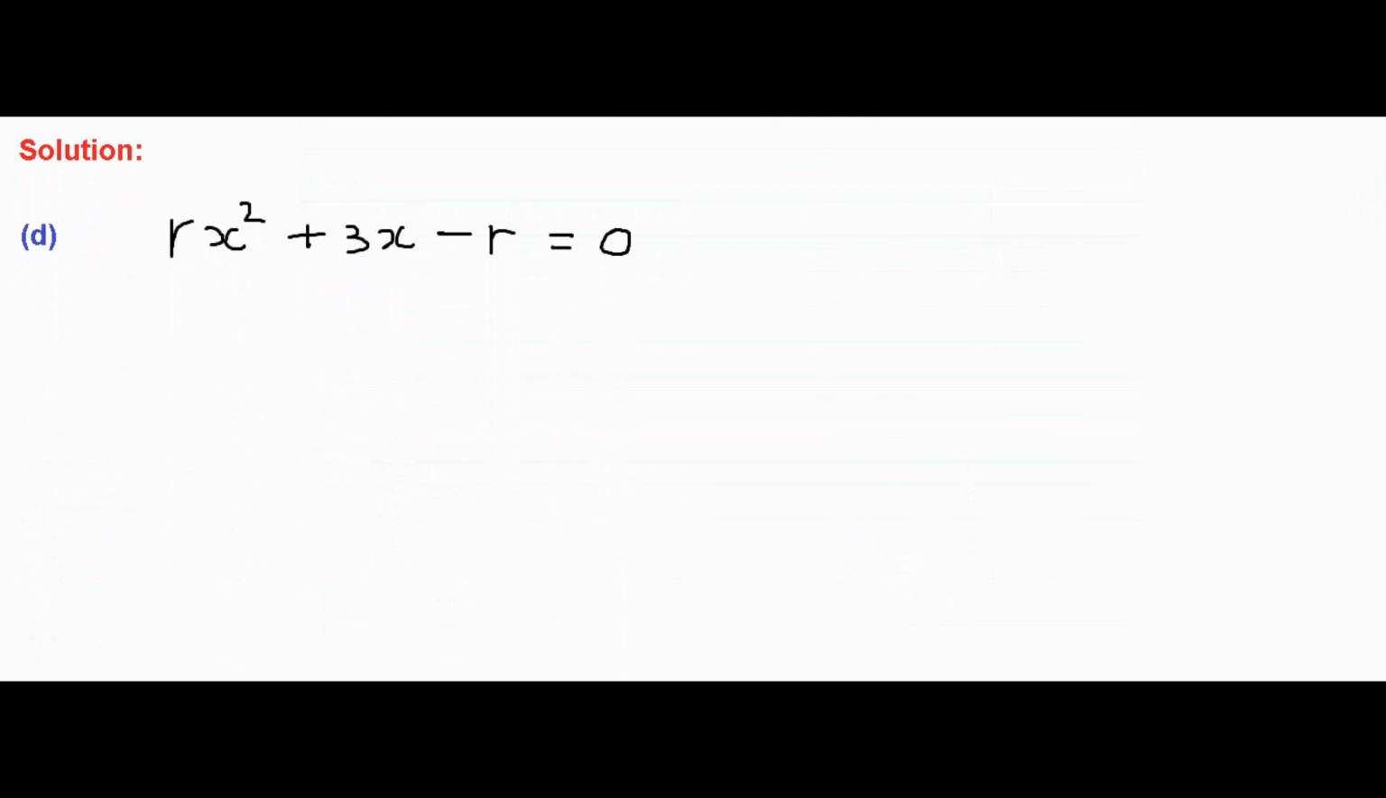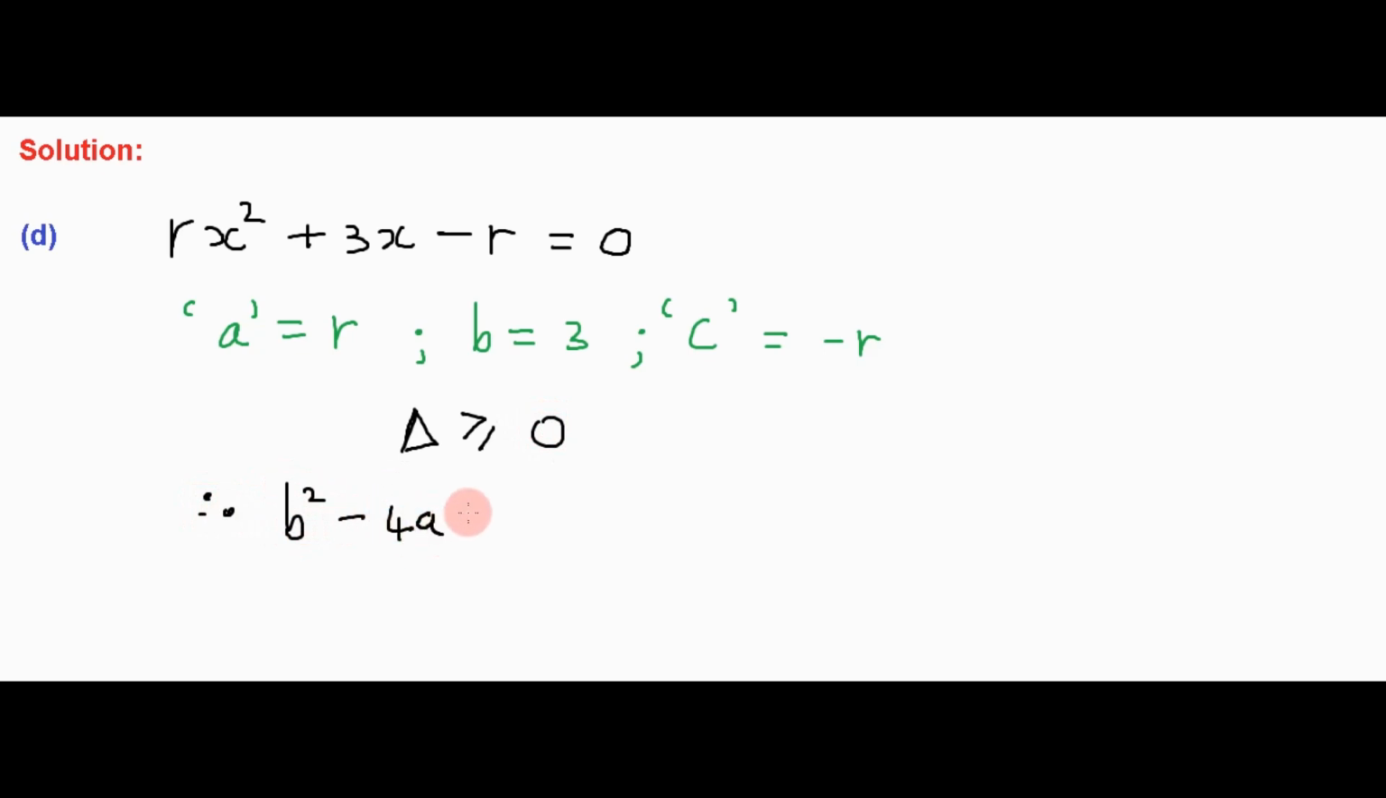We first want to write down the values of a, b, and c. A is equal to r, that's the x squared coefficient. Then b is equal to 3, the x coefficient. And c is equal to negative r. And as we said, we're going to use delta greater than or equal to 0. So b squared minus 4ac is greater than or equal to 0. b squared will be 3 squared, which is 9, minus 4ac.